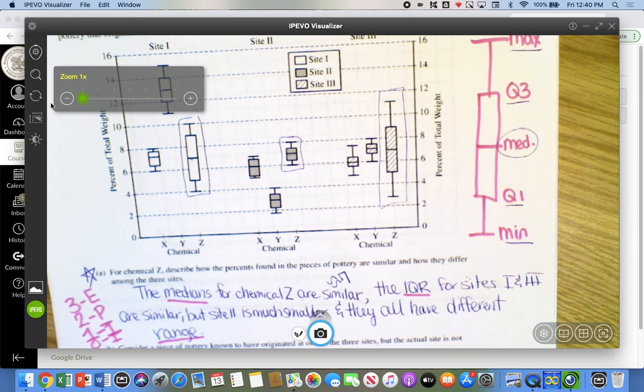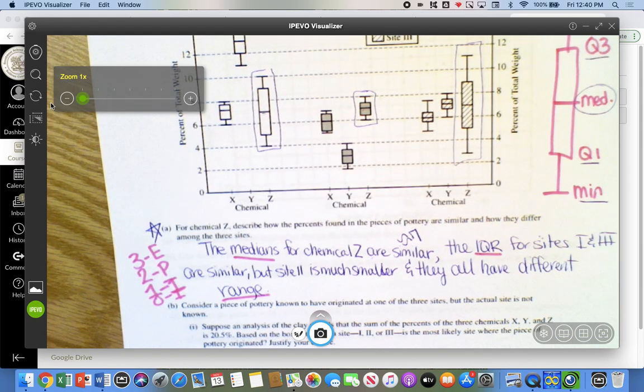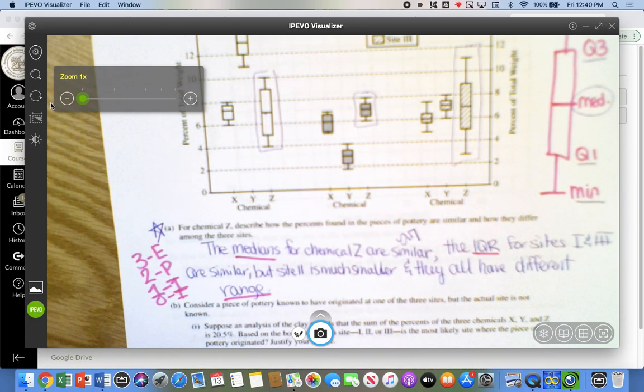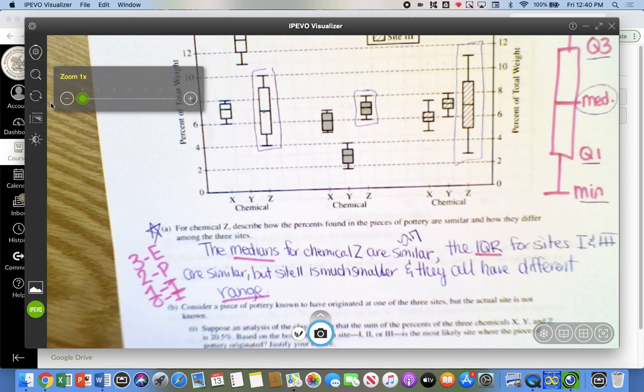All right, and then on the second one, so we're looking at part B, we're going to look at part 1 first. It says, suppose that you have an analysis of the clay that reveals the sum of the percents of the 3 chemicals is 20.5. Based on the box plots, which site is the most likely site where this piece originated? So the percents of the 3 chemicals is around 20.